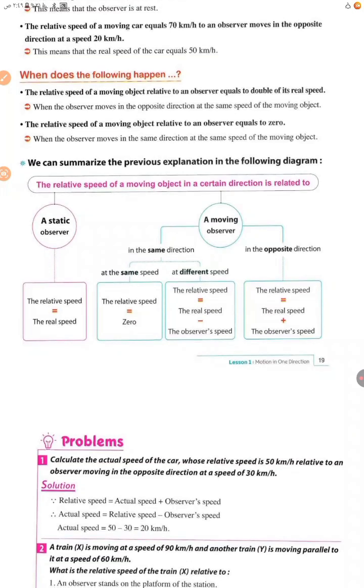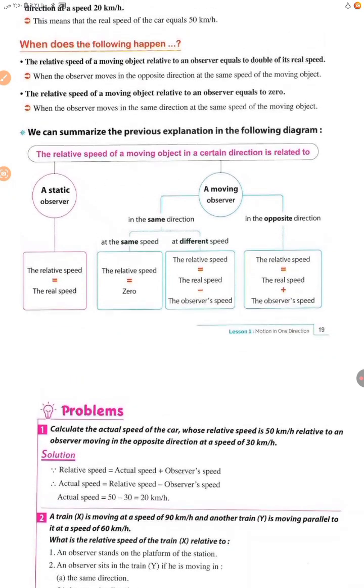The relative speed of a moving car equals 70 km per hour to an observer moving in the opposite direction at a speed of 20 km per hour. This means that the real speed of the car equals 50 km per hour.